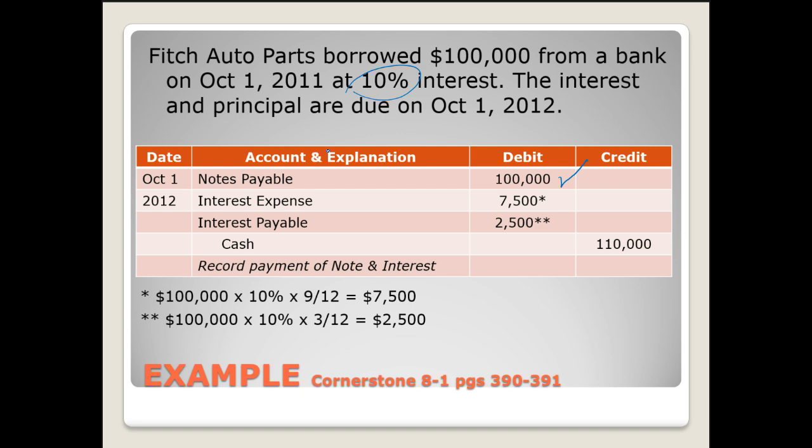Remember, it was 10% annual interest. Well, 10% of $100,000 is $10,000, so I would expect that the interest expense for the months in 2012 plus the interest expense for the months in 2011 would have to equal $10,000, which they do. This is 9 months of interest, and this is 3 months of interest, altogether 12 months of interest. So when the company pays back, it pays back a full $100,000 plus $10,000 in interest for a $110,000 credit to cash.